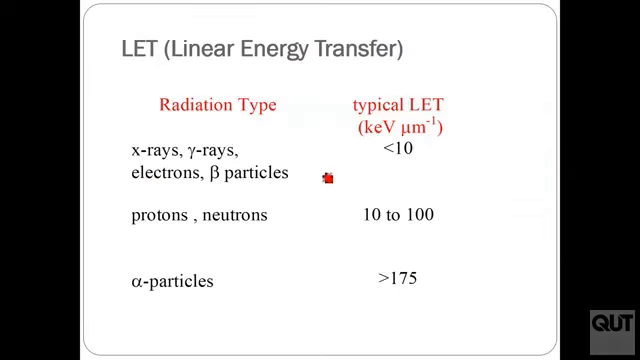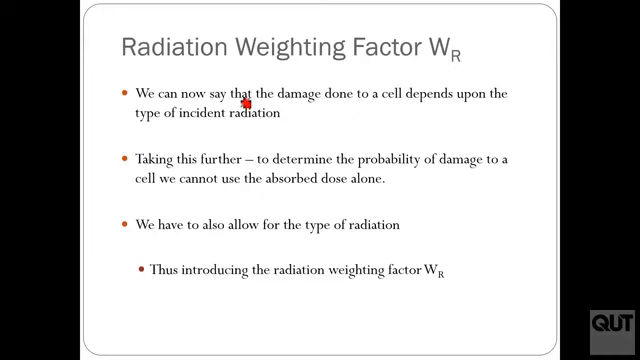So here's the linear energy transfer for some different types of radiation. X-rays, gamma rays, electrons, betas, less than about 10 keV per micron, so it's quite low. Protons and neutrons, 10 to 100, so this varies. Neutrons vary with energy. Alpha particles greater than 175. So alpha particles deposit energy in a lot closer distances than, say, X-rays and gamma rays. So alpha particles become more damaging.